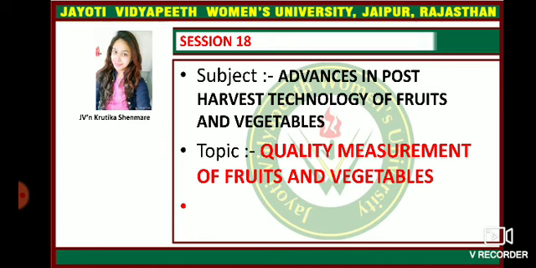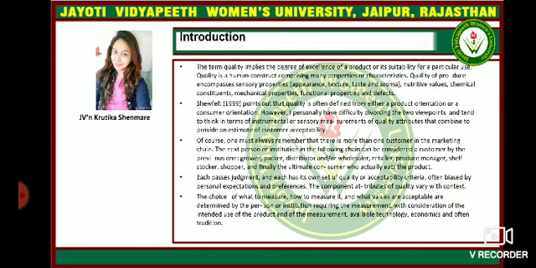Everyone. So this is session number 18 of Advances in Post-Harvest Technology of Fruits and Vegetables, and the topic which we'll be covering today is quality measurement of fruits and vegetables. The term quality implies a degree of excellence of a product or suitability for a particular use. Quality is a human construct comprising many properties or characteristics. Quality of produce encompasses sensory properties, nutritive values, chemical constituents, mechanical properties, functional properties, and defects.